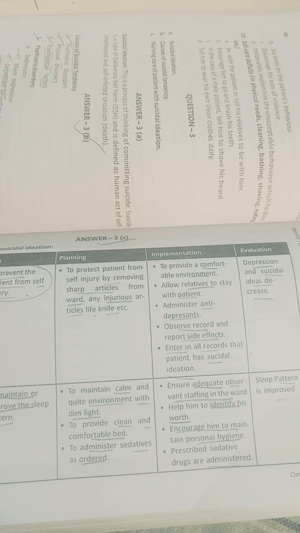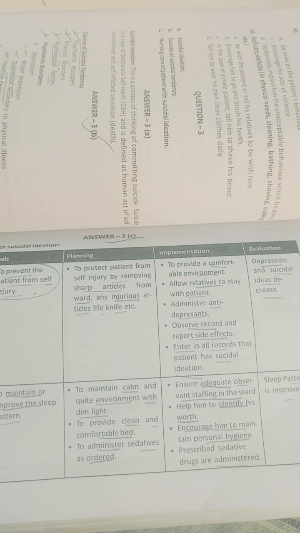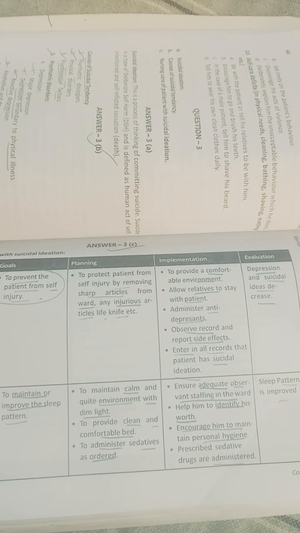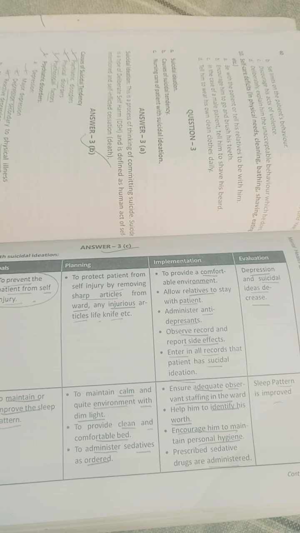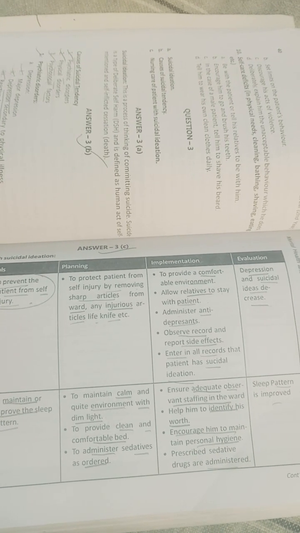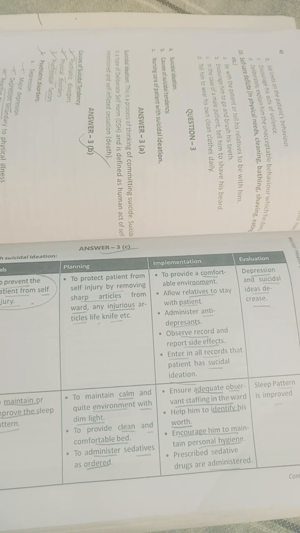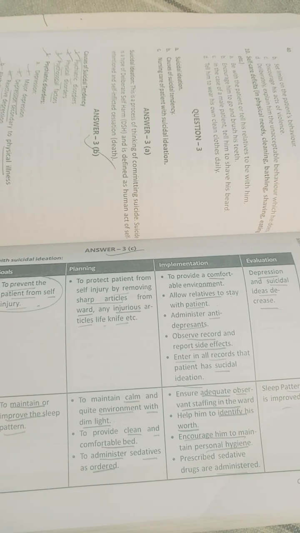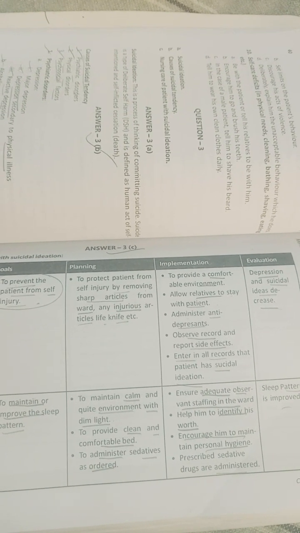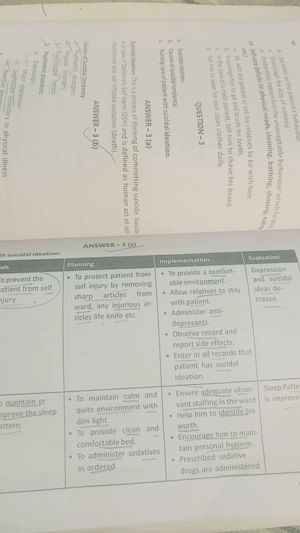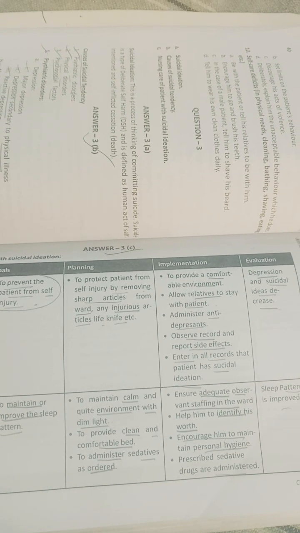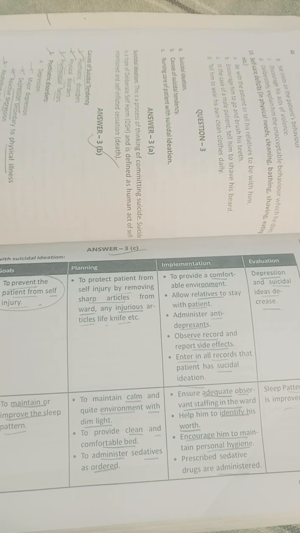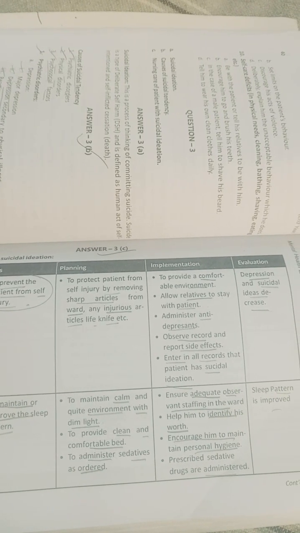That means the nurse should provide a comfortable environment. Relatives should be with the patient during nursing procedures, and give drugs as prescribed by the physician. Record all the reports and side effects of the medicines. Enter in all records that the patient has suicidal ideation, that means to identify that the patient has some suicidal ideation.